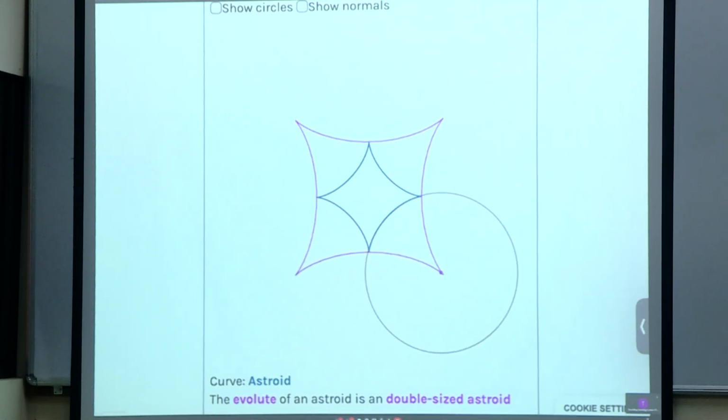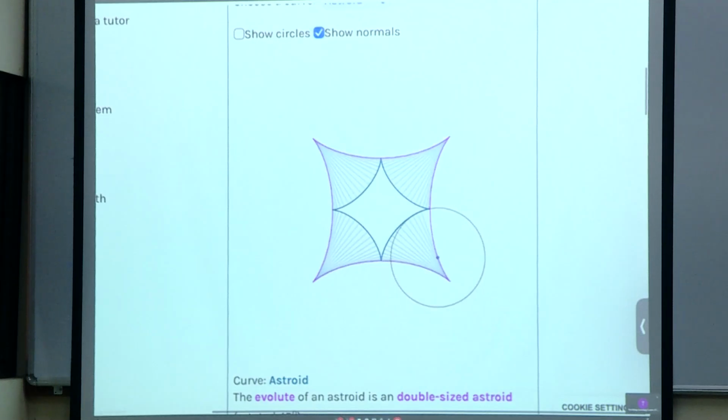And here also, you can draw the normals, and then you see that the normals give you this. All right. The normals give you this, so the pink one is the evolute of the blue one, right? Then I can show you one more example.